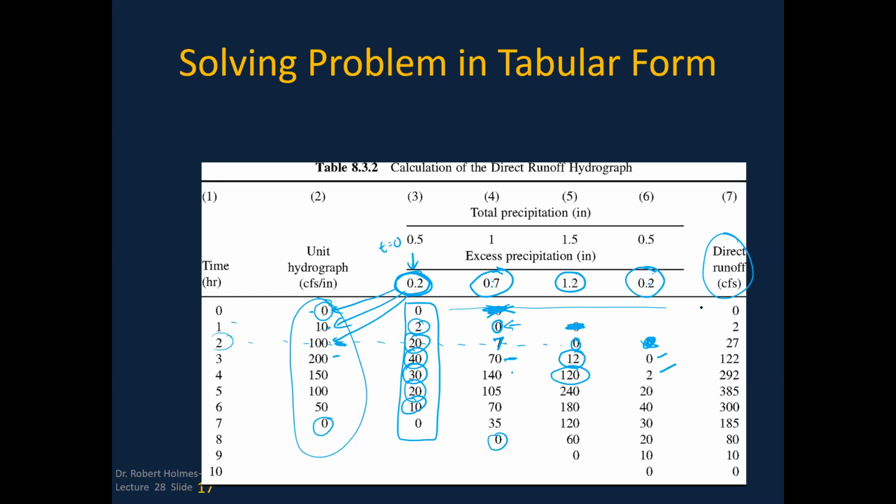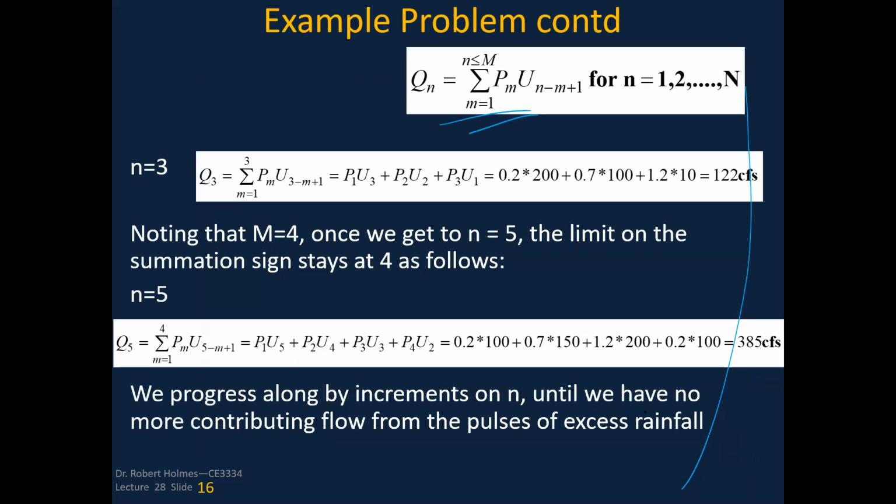So zeros all the way across here to zero. 2, everything else is zero there, that becomes 2. 20 plus 7, that's 27. 40 plus 70 plus 12, that's 122. You get the idea. And so these values are the tabular form of that. And you can see that it matches exactly what we had in our convolution equation.